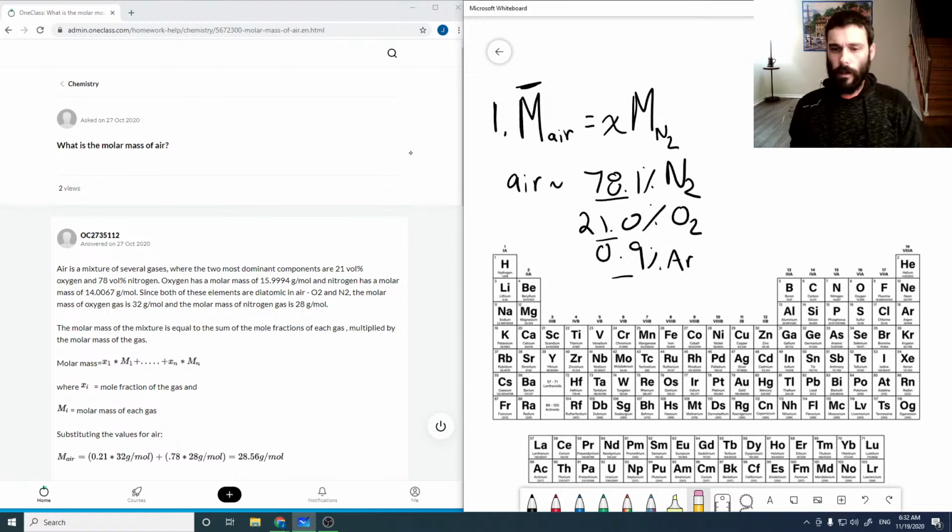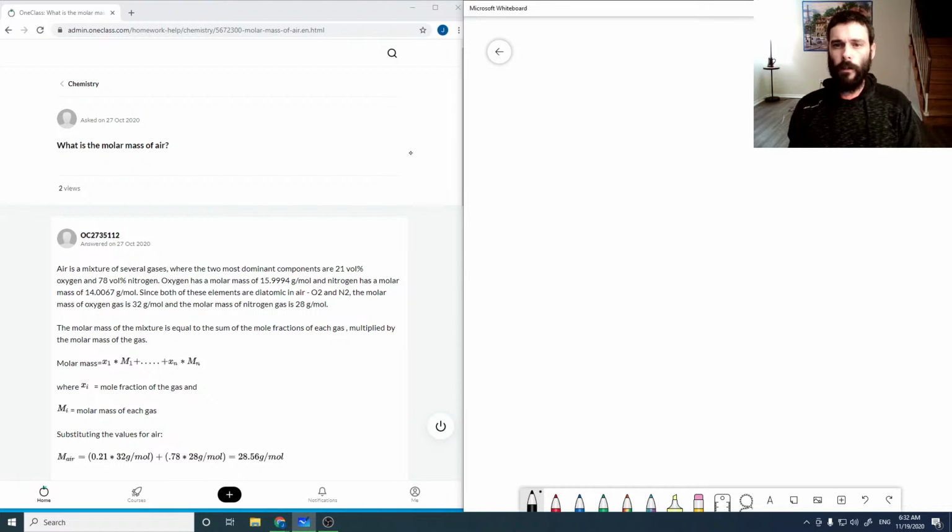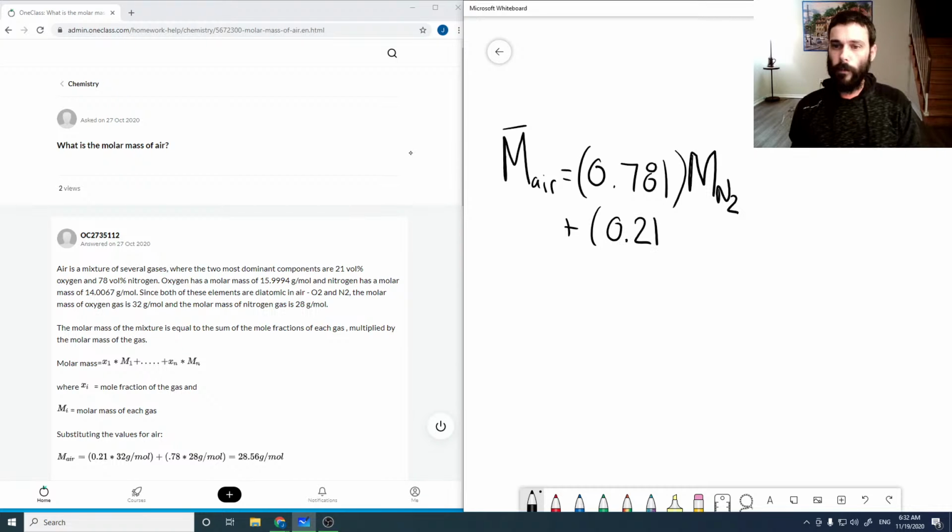So with that in mind, as I said, the average molar mass for air should then be 78.1% times the molar mass for nitrogen, plus 0.21 times the molar mass for oxygen, plus 0.9% for the molar mass for argon.